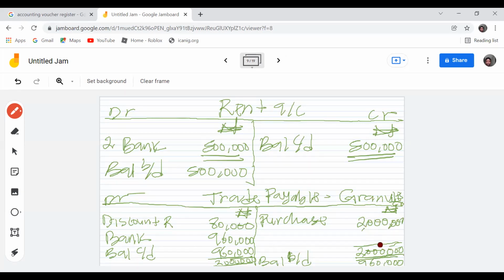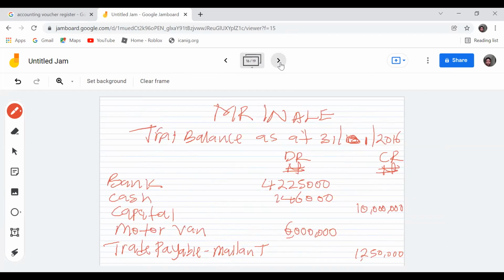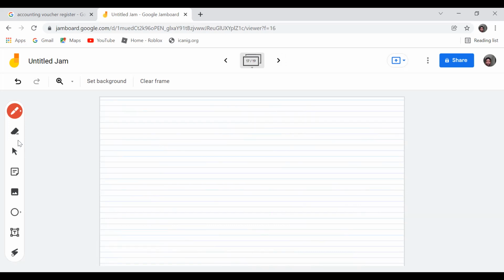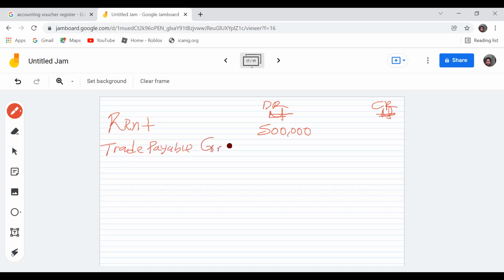You can see another supplier that we are yet to pay fully, of 960,000. Then we also have rent of 500,000. So we have 960 and 500. Rent is a kind of expense of 500,000. Then we also have another trade payable of Granos Ltd, which is 960,000. All right.